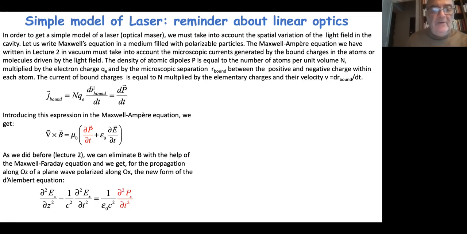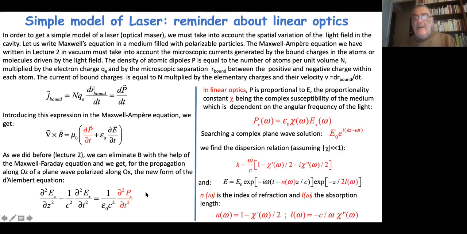And as we did in lecture 2, we can eliminate B with the help of the Maxwell-Faraday equation, and we get, for the propagation along OZ of the plane wave, polarized along OX, a new form of the D'Alembert equation. You see this term, d squared over dz squared of E_x minus 1 over c squared d squared over dt squared. This term is a D'Alembert term which describes the propagation in free space. And you have an extra term which is written here, which is produced by the atoms excited by the field. This is a source term, if you want, which feeds the electromagnetic field in the cavity. And so you have to solve this equation.